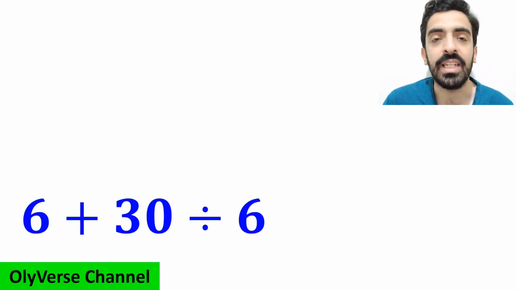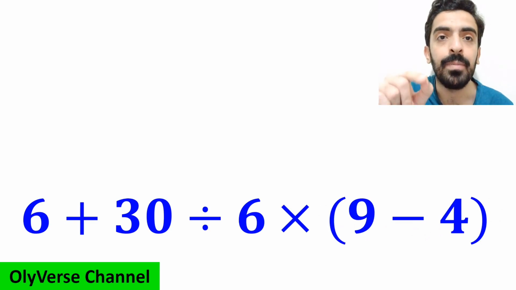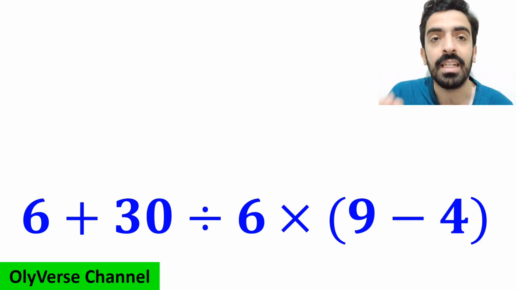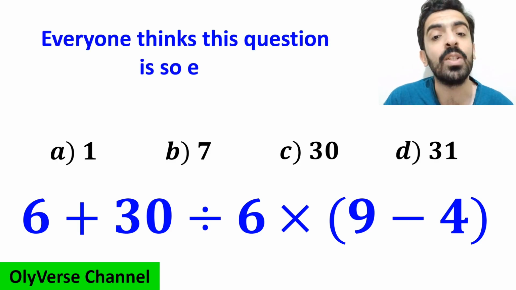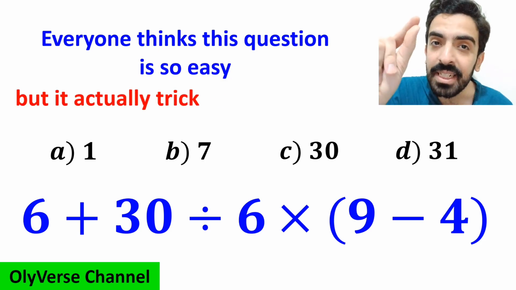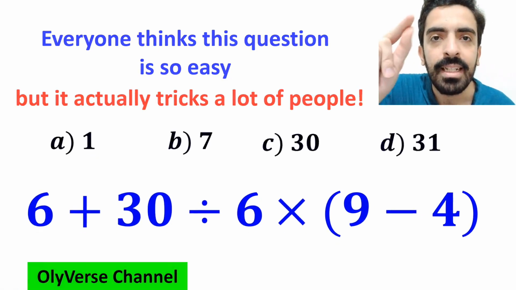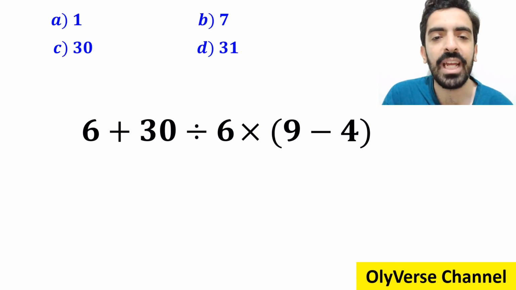What is the value of the expression 6 + 30 ÷ 6 × (9 − 4)? Which option do you think is the correct answer to this question? Everyone thinks this question is so easy, but it actually tricks a lot of people. Let's dive in and break it down step by step together.